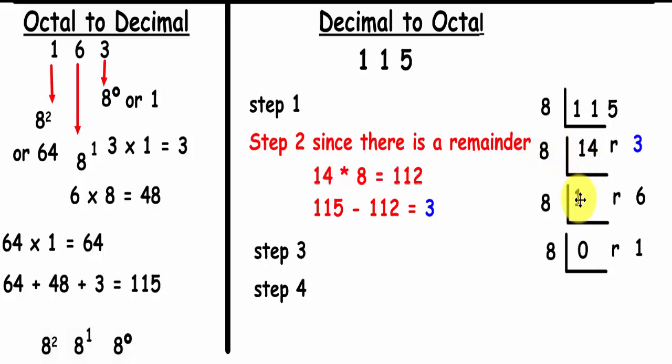1 time. So 14 minus 8 is 6. How many times does 8 go into 1? 0 times, so a remainder of 1. So the answer then is 163 octal. Now the trick, if you're used to normal division, is to remember to keep the 14 here because you're going to divide it again. And your remainder is a 3. Hopefully that makes sense.